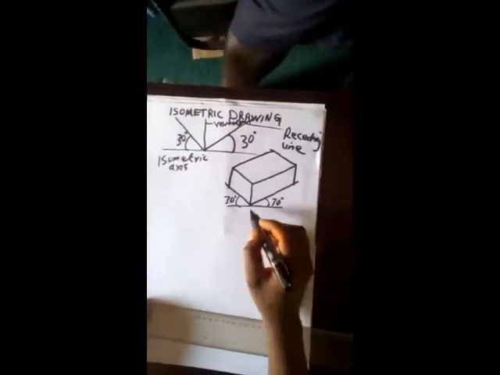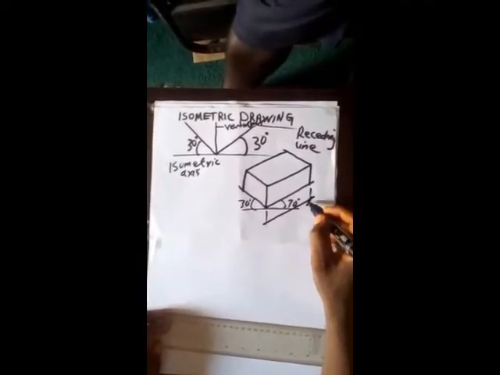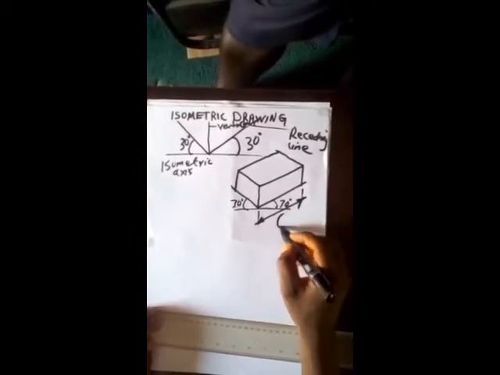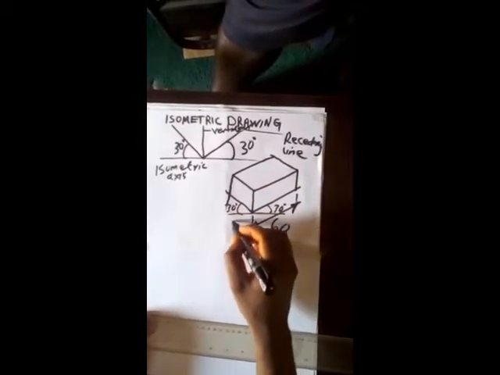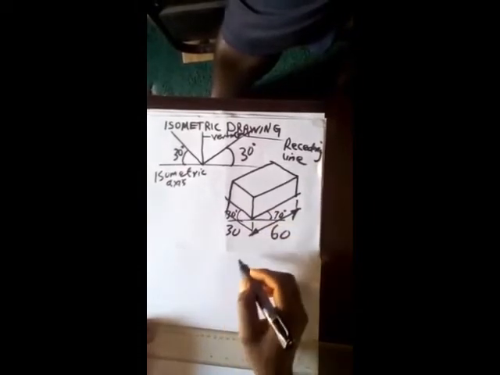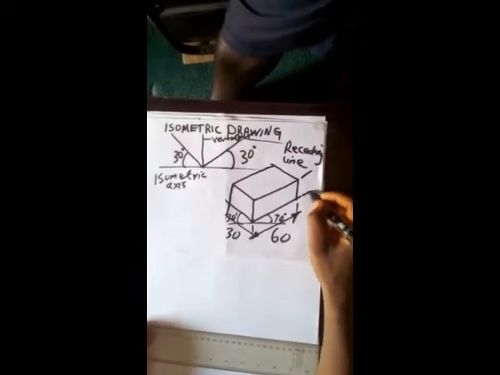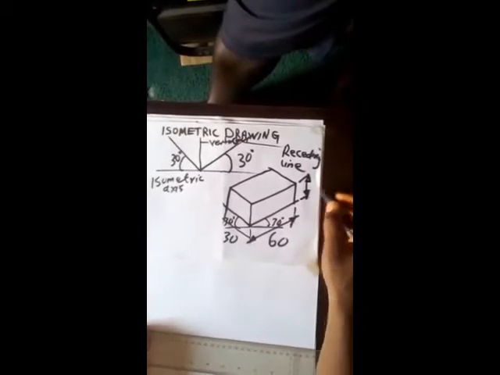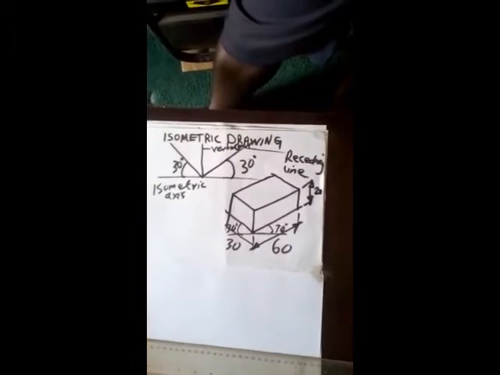Now, looking at this block now, let's dimension this. You have dimension like this. You have dimension like this. Assuming this is 60. Here you have 30. Yes, the height of the block you have, maybe you have 20 mm. The measurements are given in millimeters.